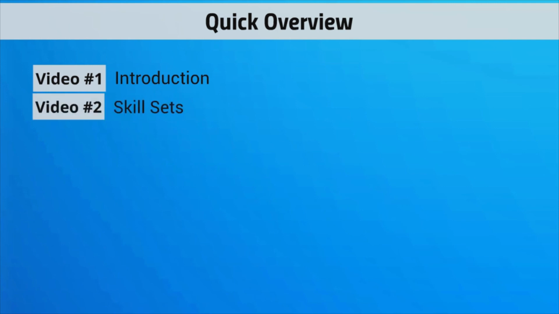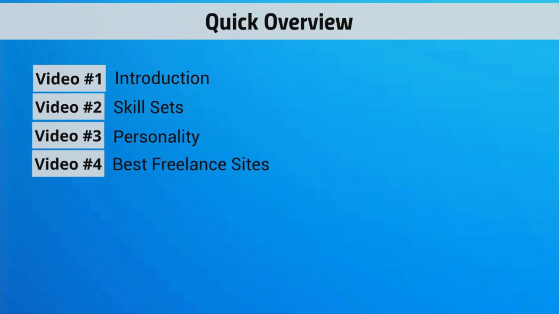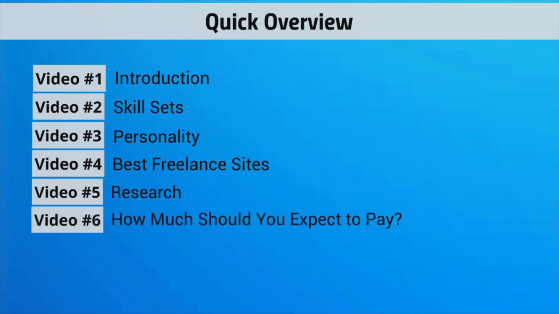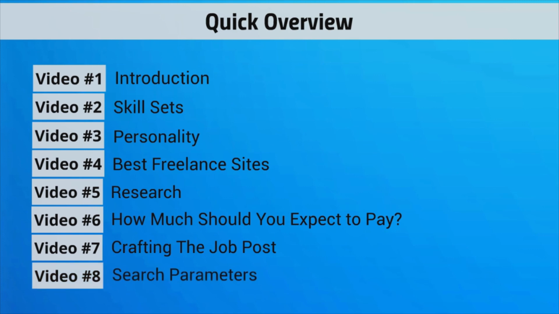And what I want to do now is give you a quick overview of what to expect in this video course. So video number 1 obviously is the introduction. Video number 2 is skill sets. Video number 3 is personality. Number 4 is best freelancing sites that we use. Video number 5 is researching. Video number 6 is how much should you expect to pay. Video number 7 is crafting the job post. And video number 8 is search parameters.